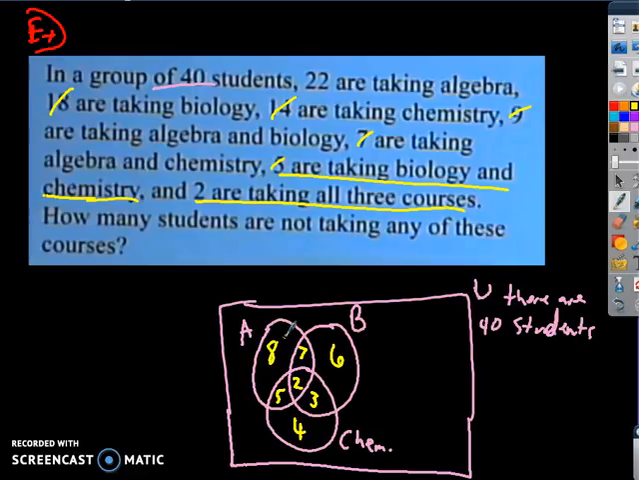The last thing we want to know is who's left in the universe that's not taking any of those classes. So I'll add up all these. So it would be 8 plus 7 plus 6 plus 5 plus 2 plus 3 plus 4. 1, 2, 3, 4, 5, 6, 7. Okay, so that's all the numbers. And we get a combined there that equals to what? So it's 35 students that are taking a class. So there's only 5 students left in the universe who are not taking any of those classes.